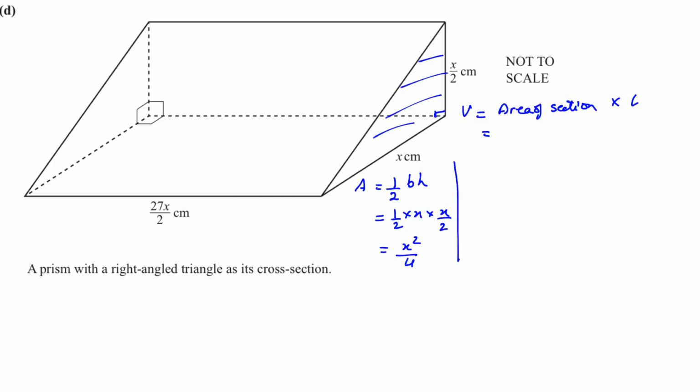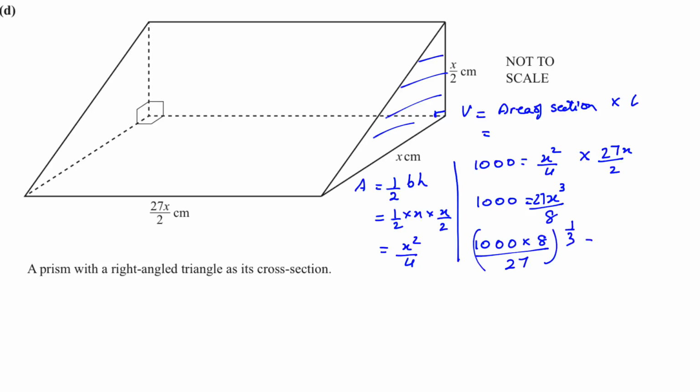So this is what we found. So 1000 is equal to x square over 4 times the length, which is 27x over 2. When we multiply the variables, we add the powers. So x square will become x cube, and 27 is still there, and 4 multiplied by 2 is 8. Now to make x the subject, we'll do 1000 multiplied by 8 divided by 27. And the whole answer, we will cube root it.